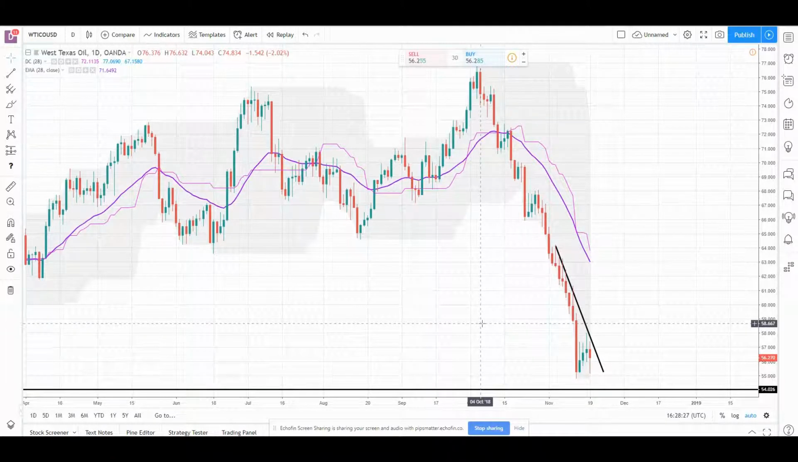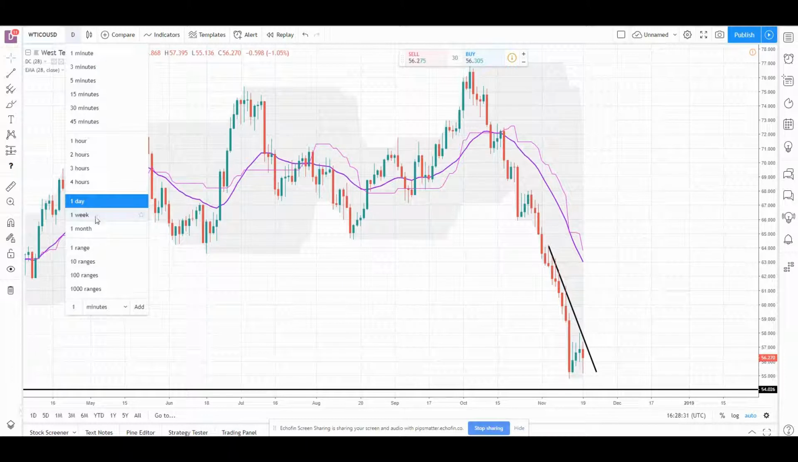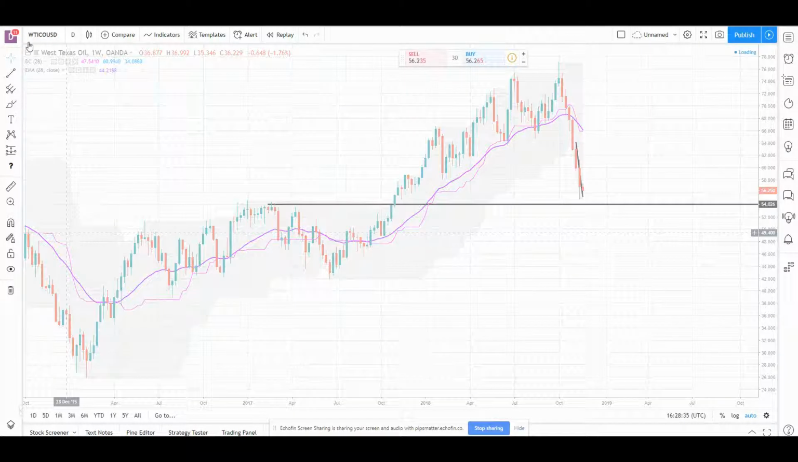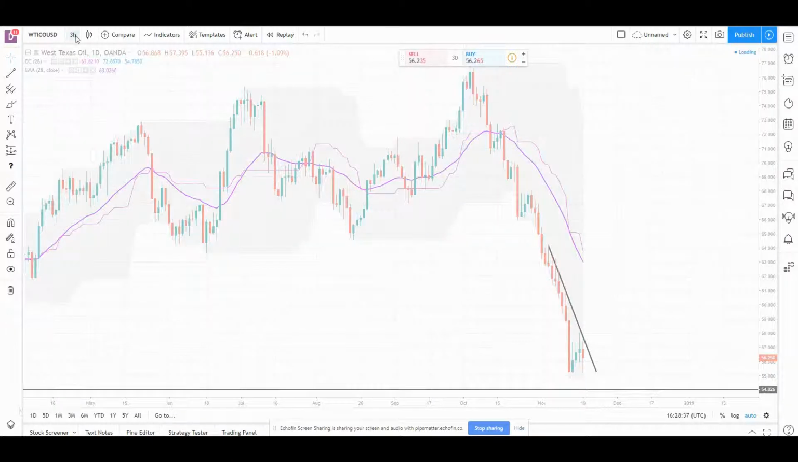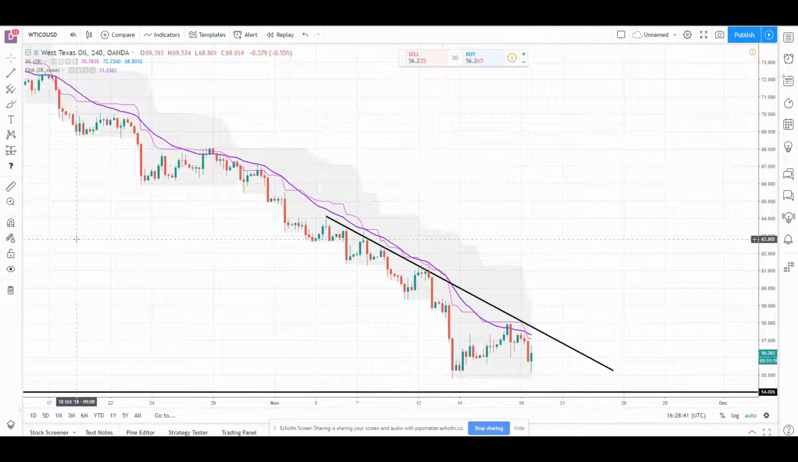It can be used on most time frames, but I mainly use it on the weekly, on the daily, and on the 4-hour. Sorry, I don't like to use it on anything under 4 hours, so I ignore it when we go to anything under that.